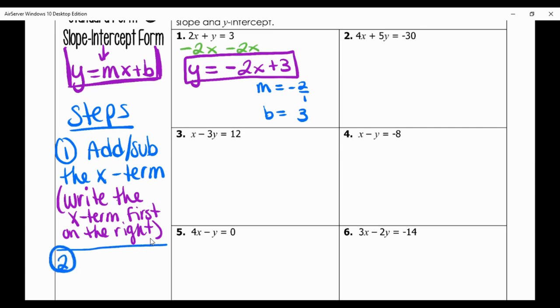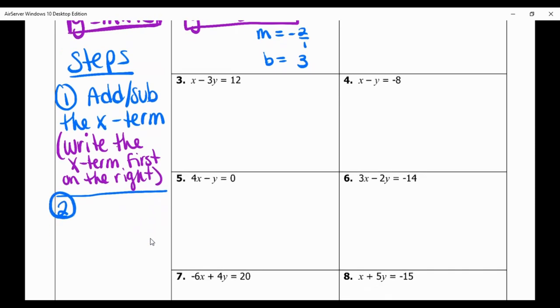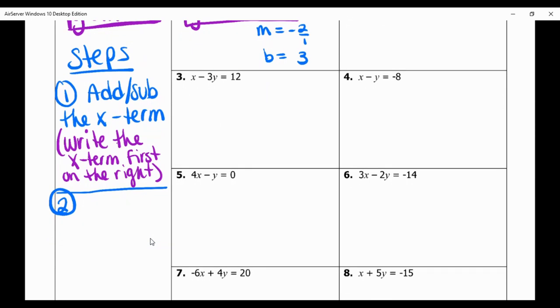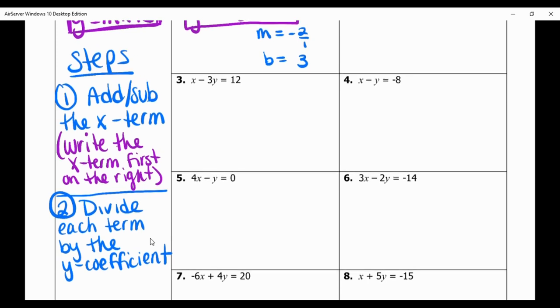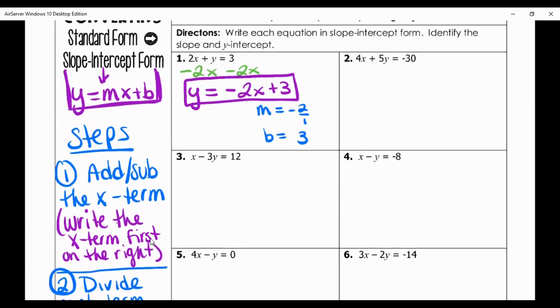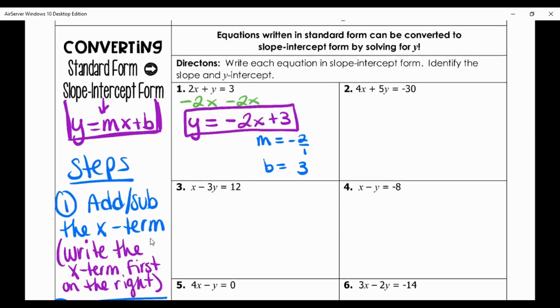Step 2, we want to divide each term by the y coefficient. The y coefficient is the number in front of y, the number that's being multiplied times y. So let's look at that. Let's look at an example.